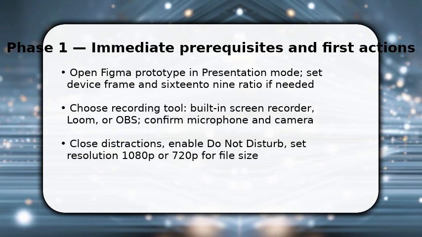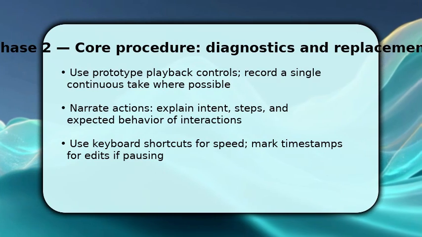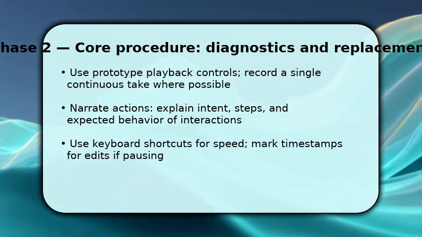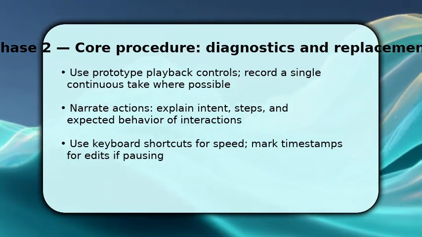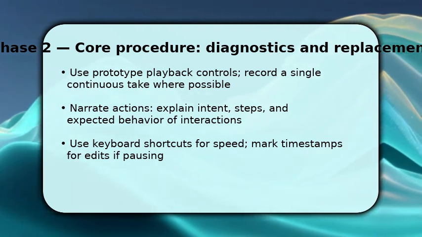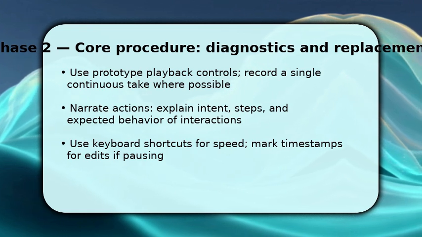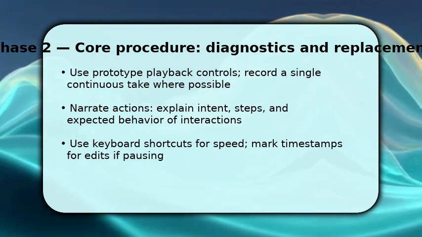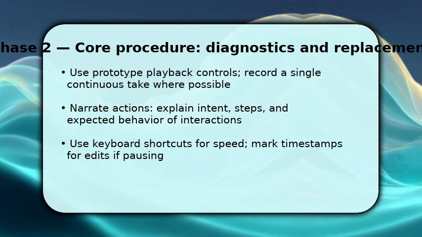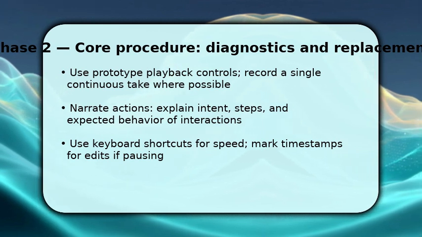You should record interactions in a smooth, logical flow. Start at the first frame and walk through primary tasks while speaking to explain why each action matters. Use prototype playback controls and demo hover, click, and transitions deliberately. This shows behavior versus static screens. If you need to pause, mark timestamps or add quick screen markers to simplify editing. Make sure to keep sentences short when describing UI, then expand briefly on reasoning.